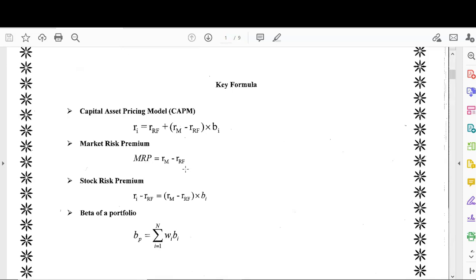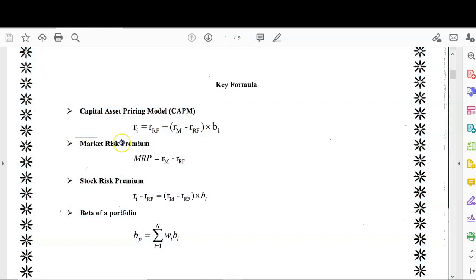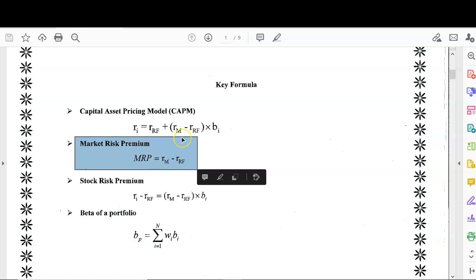And here are some key formulas. Okay, so the formulas are for the capital asset pricing model. Okay, stock return equals risk-free rate plus market risk premium, which is market return minus risk-free rate, multiplied by beta. And then we have three new concepts, including market risk premium. Okay, again, it's in the capital asset pricing model.